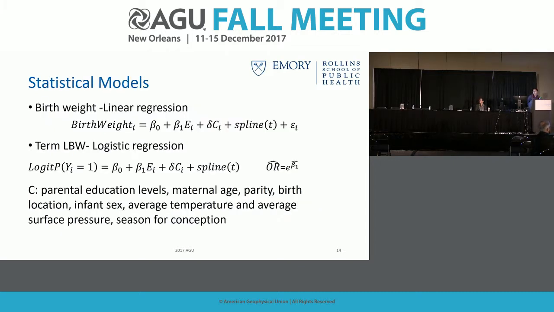And now I will talk about the statistical models we use to analyze the health effects. So we use linear regression to analyze the effect on birth weight. Here, the capital E represents the individual exposure level, and capital C represents the covariates we controlled in this study. We also control the long-term trend using a cubic spline with 1 node per year. And we use logistic regression to analyze the association with term low birth weight. The estimated odds ratio per 1 unit increase in exposure level is estimated as the exponential of beta 1.